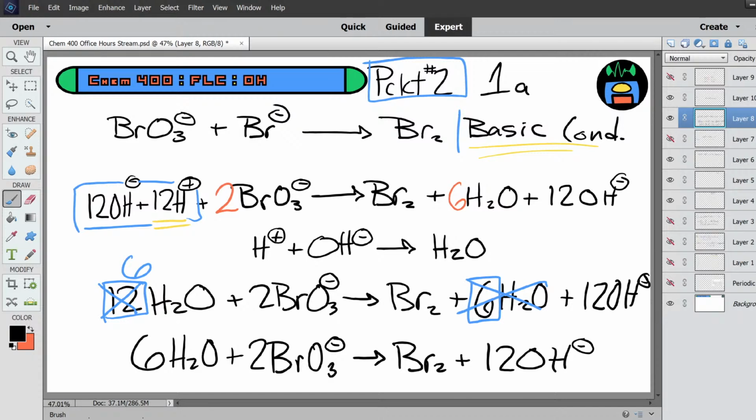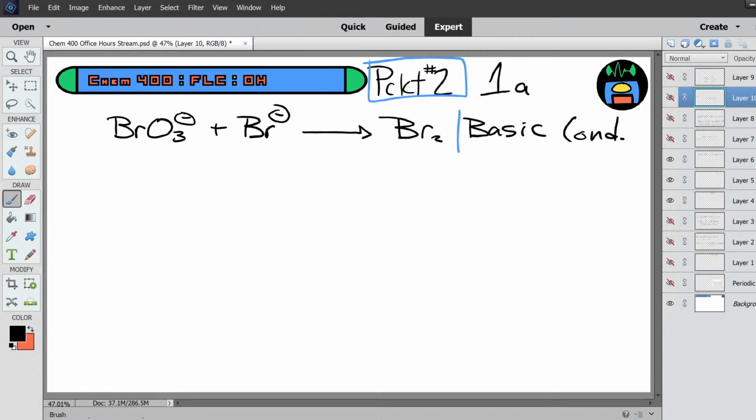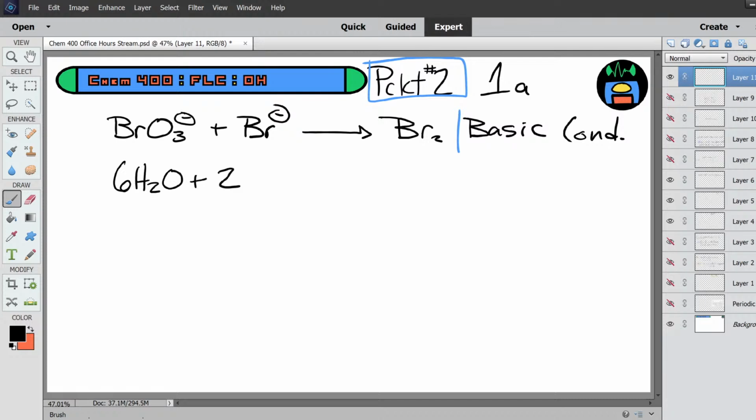We still, however, need to balance our charges for the bromate half reaction. So let me just rewrite it up here. 6 water molecules plus 2 bromate ions producing, here we go, 1 bromine molecule and 12 hydroxide ions.